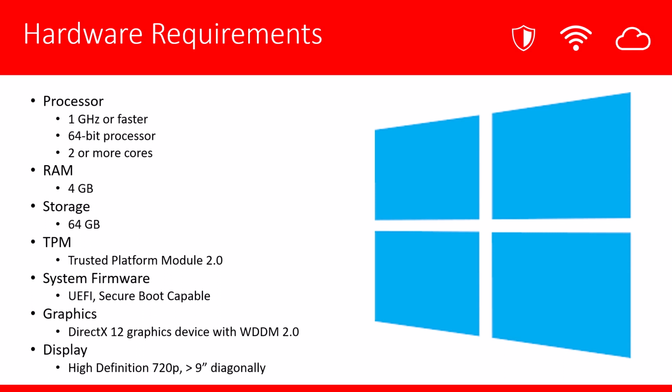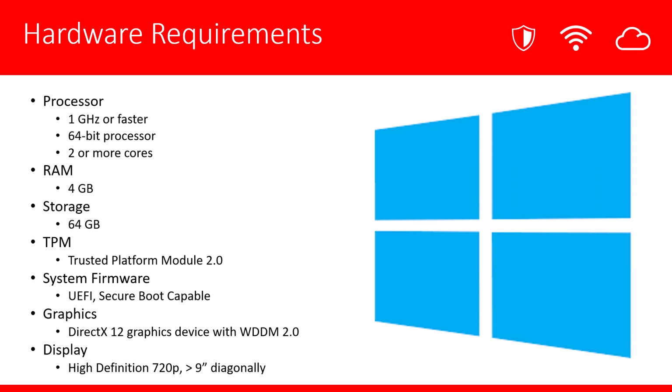Unlike Windows 10, for Windows 11, you'll need a Trusted Platform Module. The TPM is a type of chip that's embedded into the motherboard. TPM has been around very commonly for the last 5 years or so. So any modern PC should have a TPM module. For graphics, you'll need compatibility with DirectX 12. And for Windows 11, you'll need a high-definition screen producing at least 720p with a 9-inch diagonal screen.